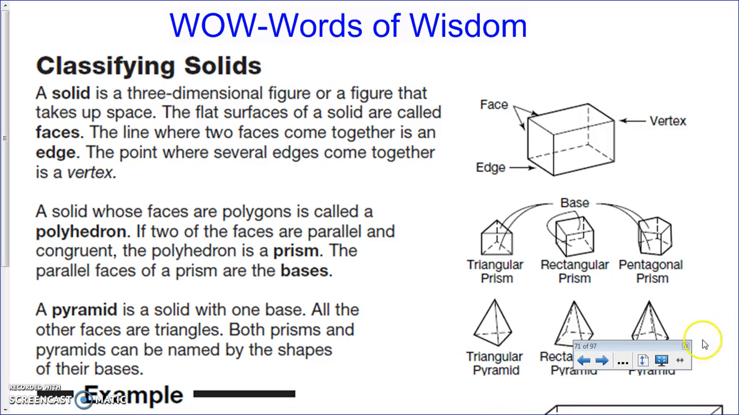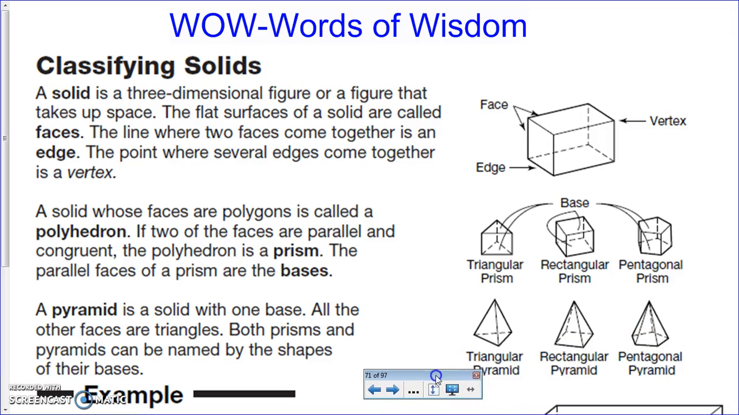Classifying solids. A solid is a three-dimensional figure or a figure that takes up space. The flat surfaces of a solid are called faces. The line where two faces come together is called an edge. The point where several edges come together is called a vertex. A solid whose faces are polygons is called a polyhedron.